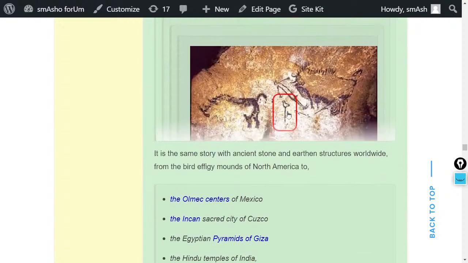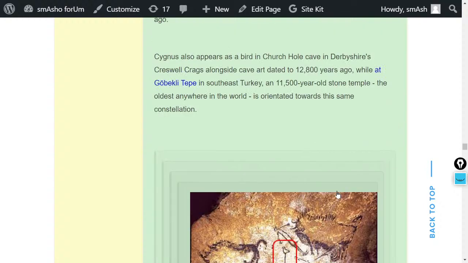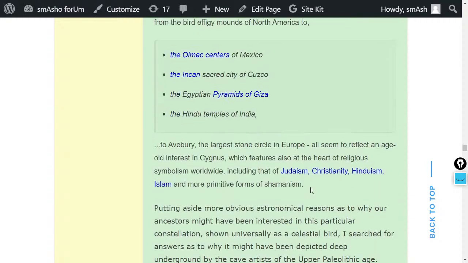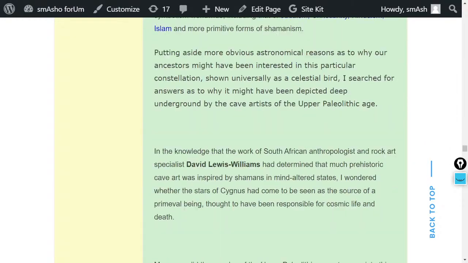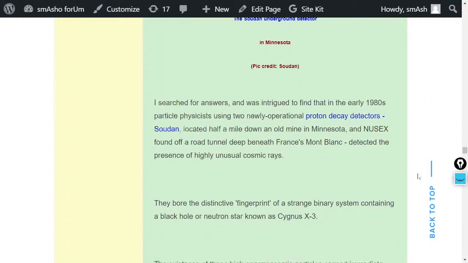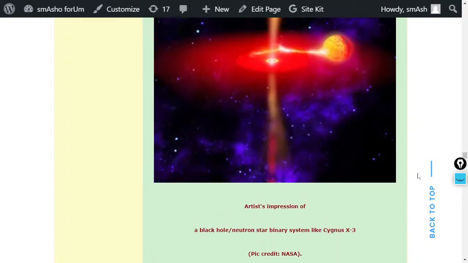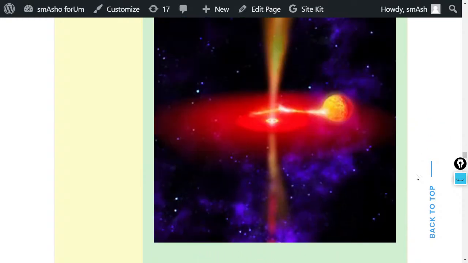So, and here's a reference to the tail of the swan. That is actually the star that we're talking about. That is actually a depiction of it if you read about this.